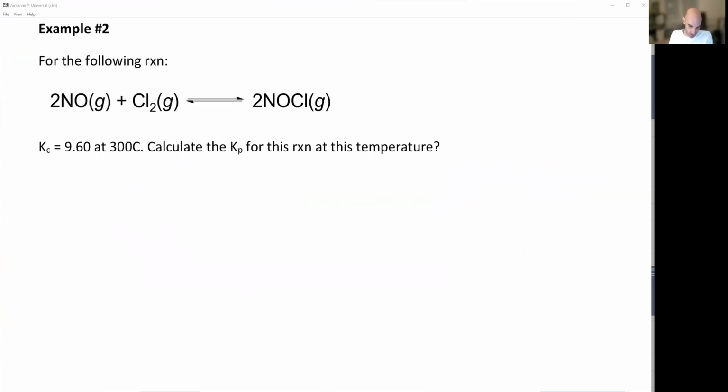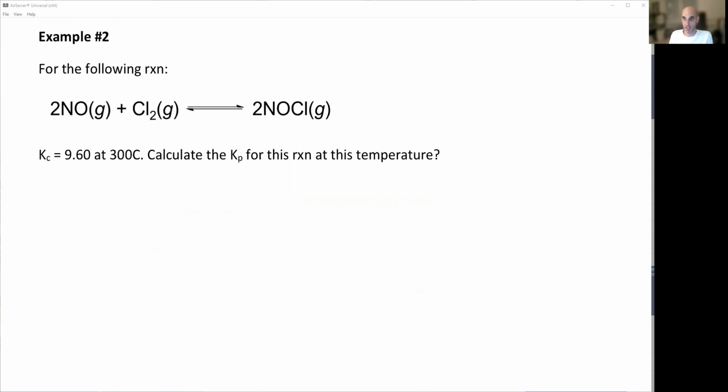So we skipped the derivation, which is great. Convert this Kc into a Kp. That's what we're going to do there. Give that a go, and we'll do that in class.